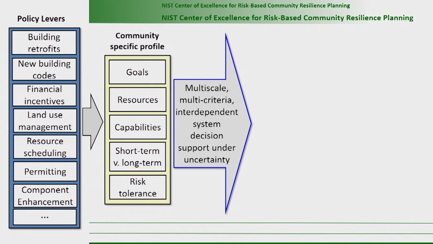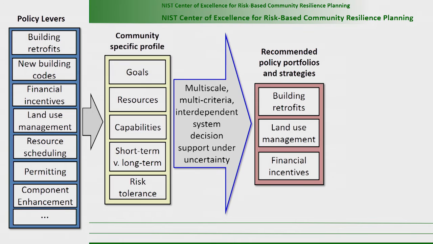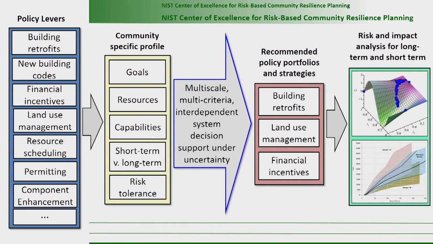This will feed the sophisticated decision algorithms that support the scale and complexity of the problems and handle the inherent uncertainty, the result of which will provide for a spectrum of optimal policy portfolios to meet community goals. For example, a policy strategy might be a combination of building retrofits, land use management, and financial incentives. The solutions then can be evaluated with respect to their risk and potential impacts over time.